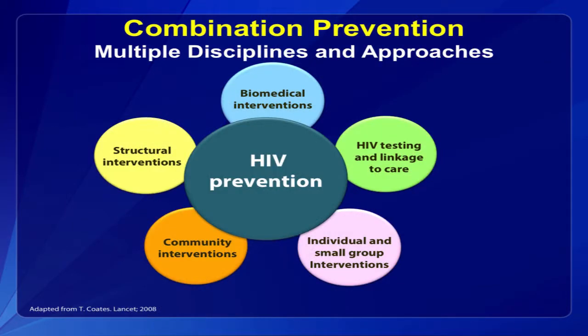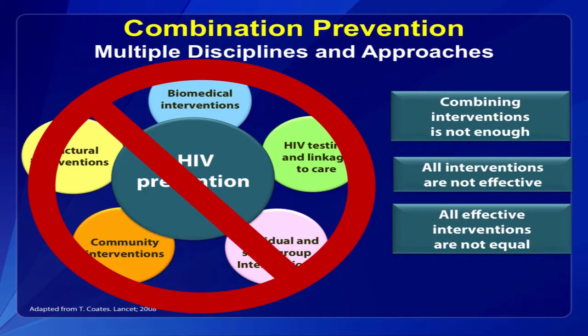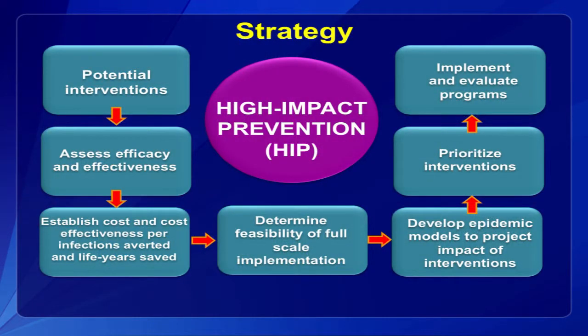So we talk about combination prevention. We've sort of done away with that. That's like doing everything, right? We say no, because combining interventions is not enough. All interventions are not effective. All effective interventions are not equal. So we've transitioned from combination prevention to something called high impact prevention, targeted and focused.